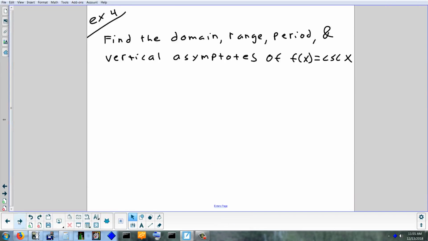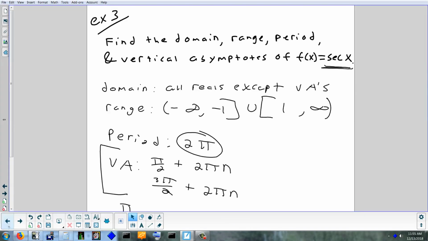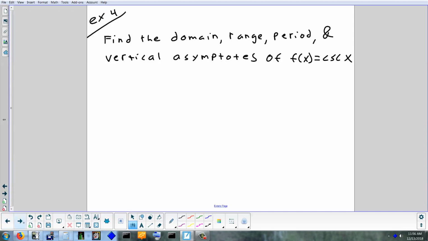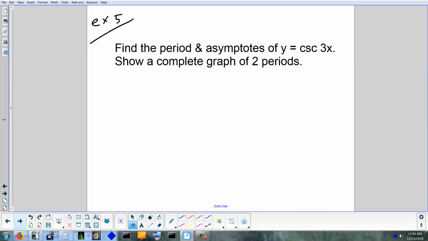I'm going to skip cosecant x because it's almost the same as secant x. Domain is all reals except the asymptotes. The period is still 2 pi. The range is exactly the same. It's the asymptotes that are different. This part is exactly the same. Only thing that would be different is that and that. So if you do cosecant, that's what would be different. But it's so similar, I want to do something that's a little different. So this just says find the period and the asymptotes.